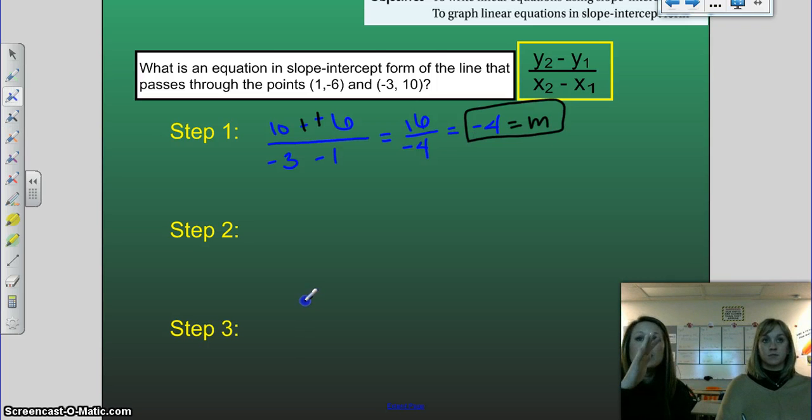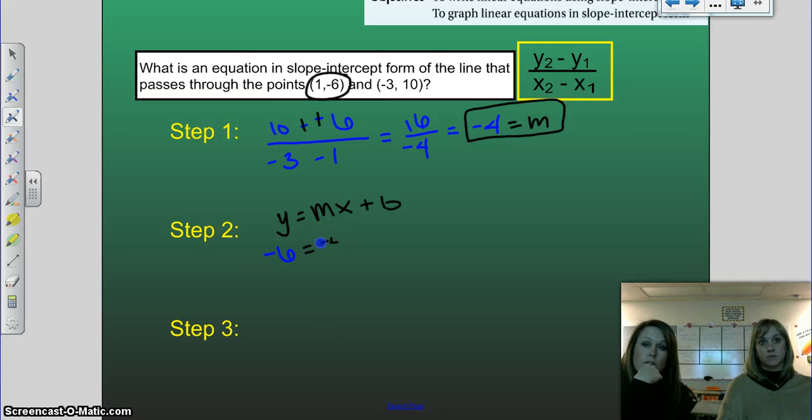Part 2, we're going to plug in a point, and I like either one. Let's just do the first one because they're littler. You don't always have to do the first one. We just choose. All right, and I think it's important to circle it too, by the way. So y equals mx plus b. I'm going to plop those numbers in. Negative 6 goes where y is. My slope m is negative 4. The x value is 1, and then plus b, because we're trying to find b.